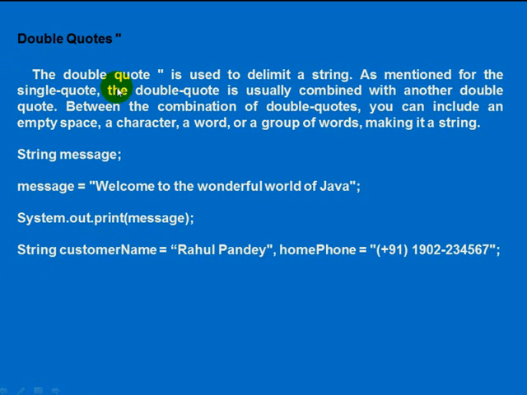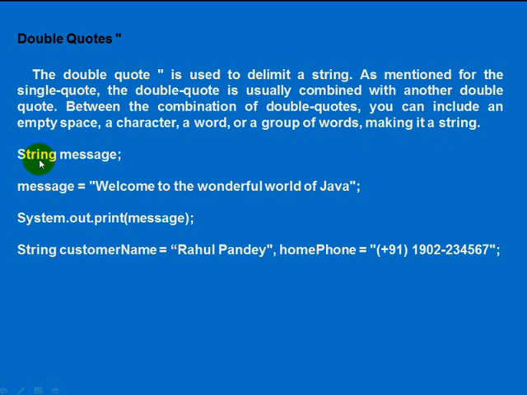Then we have double quotes. The double quote is used to delimit a string. As mentioned for the single quote, the double quote is usually combined with another double quote. Between the combination of the double quotes, we can include an empty space, a character, a word, or a group of words, making it a string. That is the definition of a string. Basically, an empty space, a character, a word, or a group of words is what we call a string.